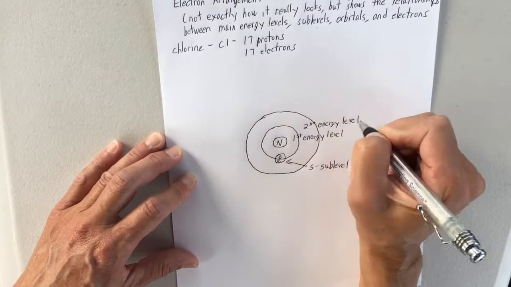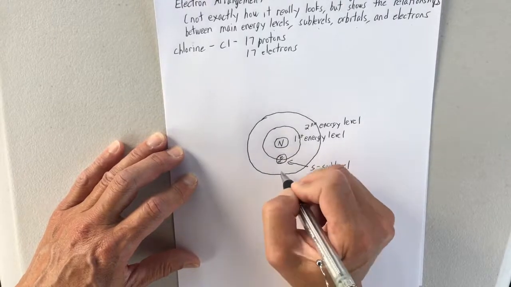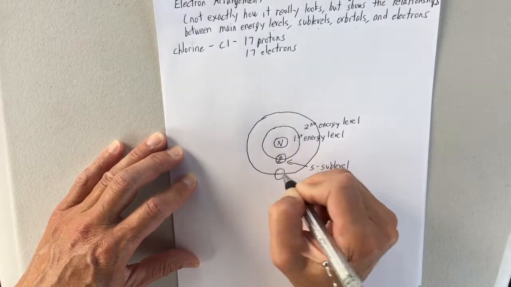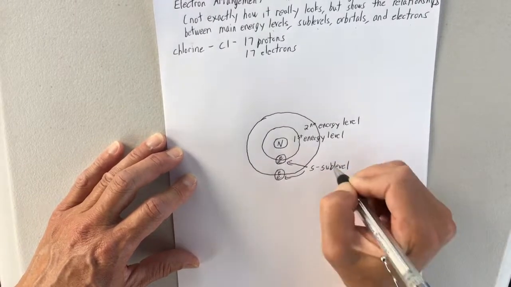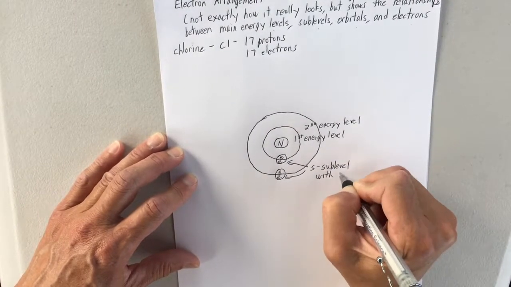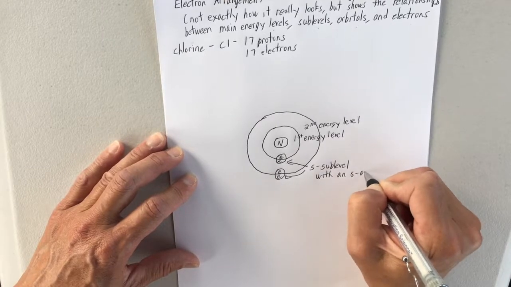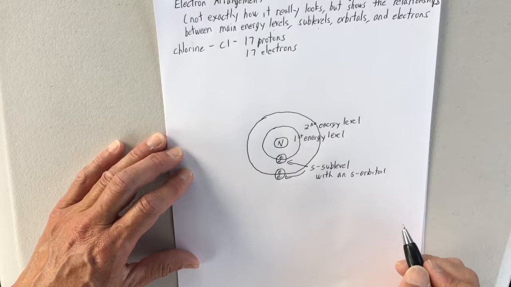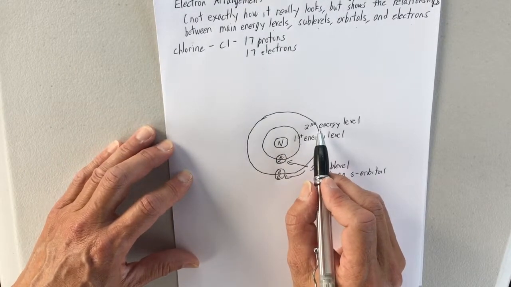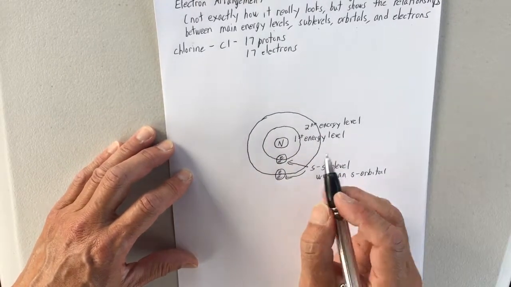The second energy level also has an S sublevel with an S orbital. And that S orbital can also hold 2 electrons. Now the second energy level has a higher capacity than the first energy level.